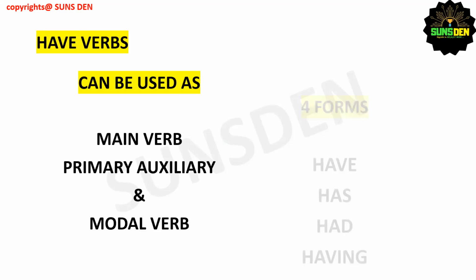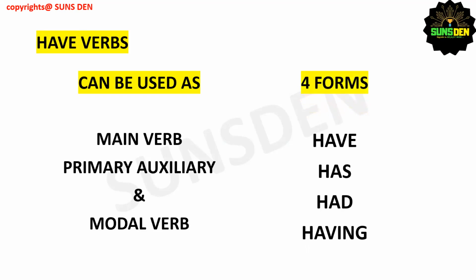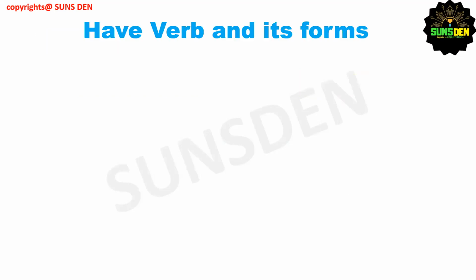Okay, so moving forward, what are the four forms of have verbs? Have, in its present tense, it is have for plural and has for third person singular. Now, had in the past tense as well as past participle, having as a gerund or ing format, continuous format.